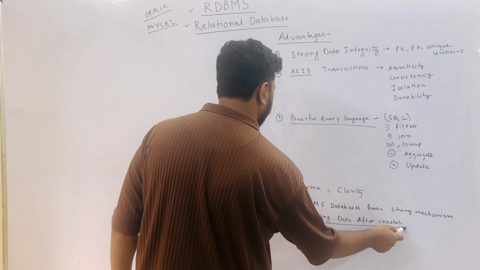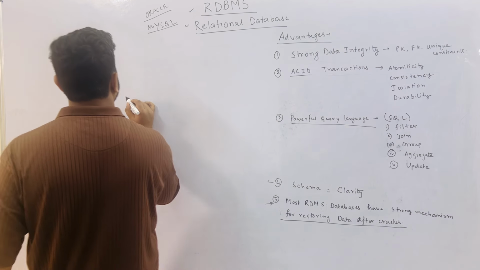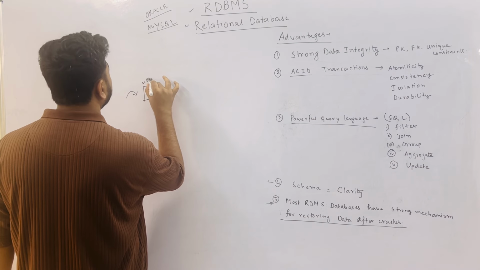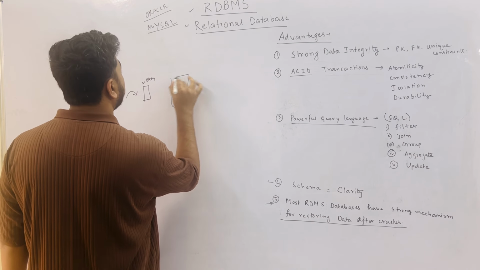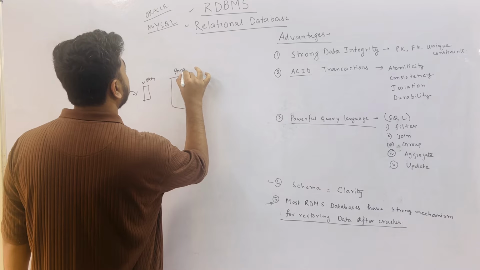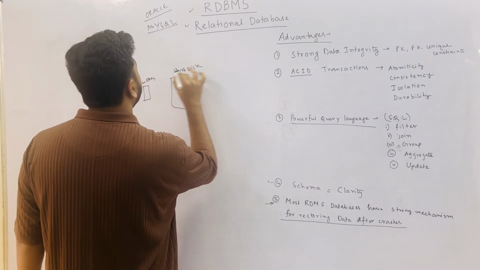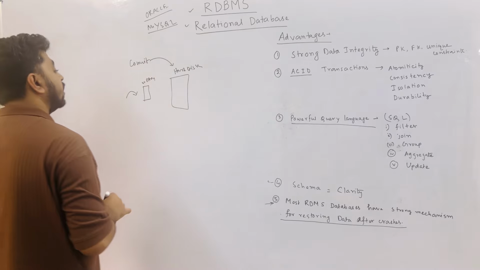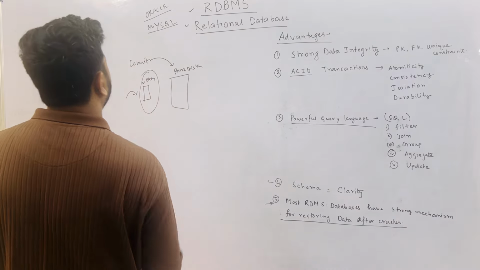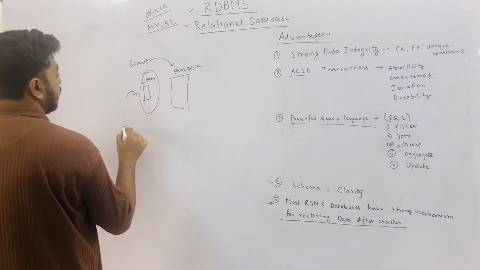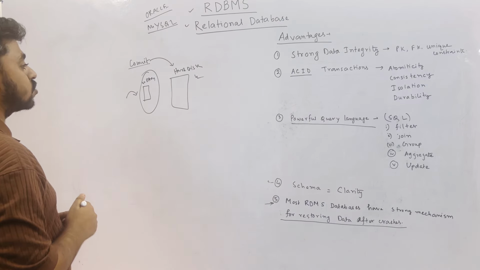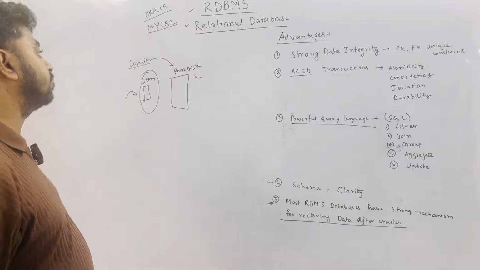And one other thing I already told you: most RDBMS databases have a strong mechanism for restoring data after crashes. Whenever a crash happens, only the forgettable memory like RAM gets deleted. But whatever you update on the hard disk will never be deleted. Whenever you commit any transaction, all the data gets written to the hard disk, not to the RAM. So whenever any crash happens, the committed data will never be forgotten. So the restoration is also very easy in MySQL.